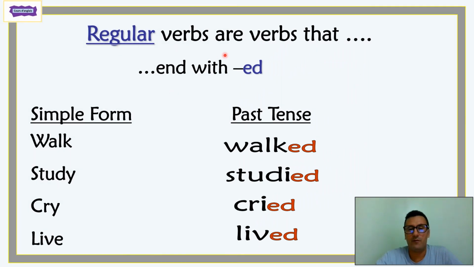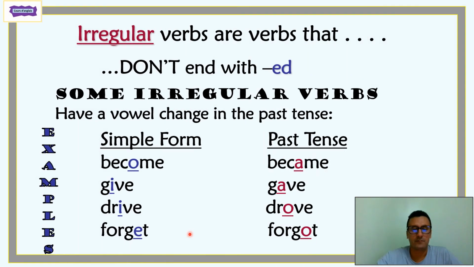Alors, regular verbs are verbs that end with ed. On a simple form, past tense. Par exemple, le verbe walk. Au passé, on dit walked. Study, studied. Cry, cried. Live, lived. Irregular verbs are verbs that don't end with ed.